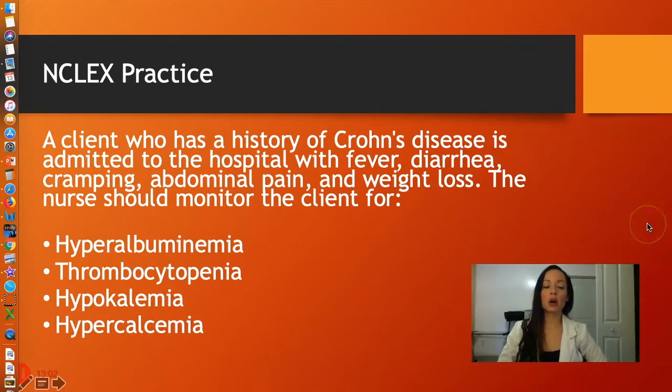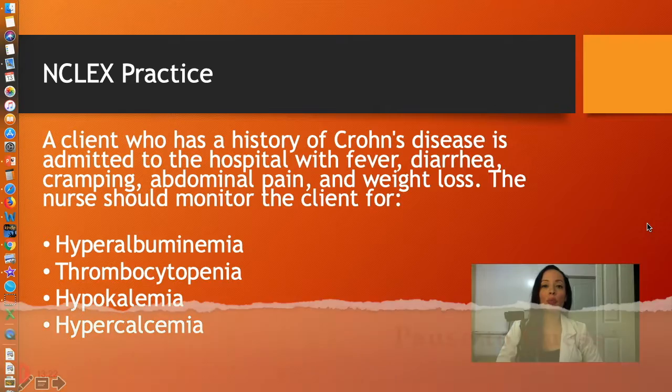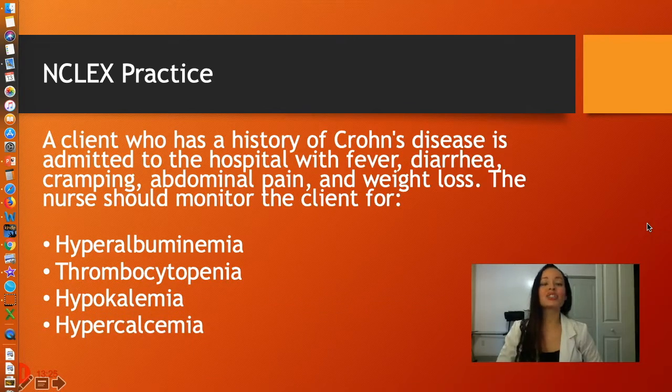They love to ask about fluid and electrolytes on the NCLEX. A client who has a history of Crohn's disease is admitted to the hospital with fever, diarrhea, cramping, abdominal pain, and weight loss. The nurse should monitor the client for hyperalbuminemia, thrombocytopenia, hypokalemia, hypercalcemia. Think about priorities, right? Which electrolyte is absolutely essential? Which electrolyte abnormality could really affect someone's health? So when you're reading that, remember what is the most significant one? Which is the most significant electrolyte? Or they give us two electrolytes and the other ones aren't really electrolytes.